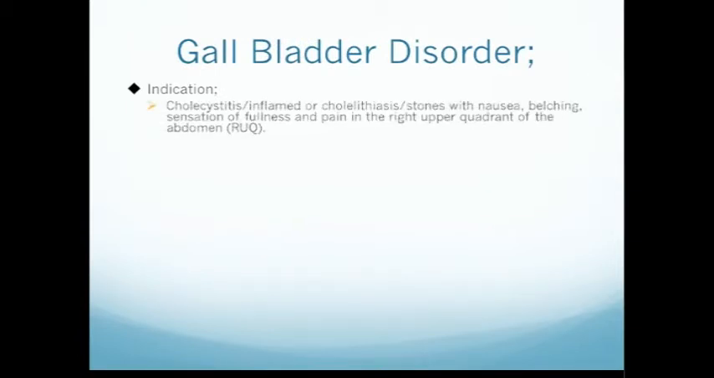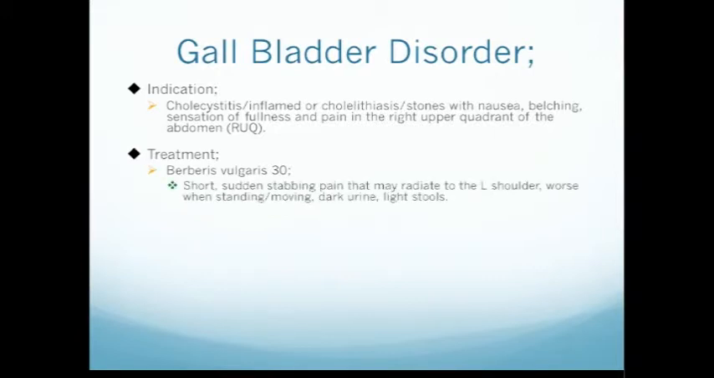Gallbladder disorders. Cholecystitis is an inflammation of the gallbladder. Cholelithiasis is stones in the gallbladder, often with nausea, belching, a sensation of fullness and pain in the right upper quadrant of the abdomen. Treatment: Berberis vulgaris 30 is good for short, sudden, stabbing pains that may radiate to the left shoulder. Worse when standing, moving, there may be dark urine and light stools, acholic urine and stools.